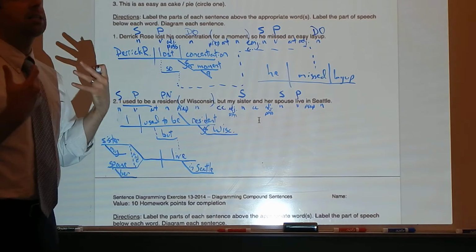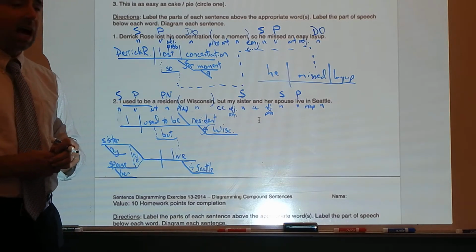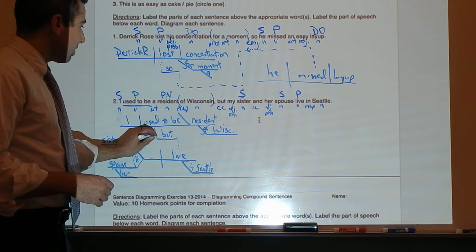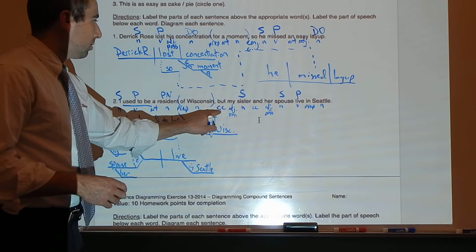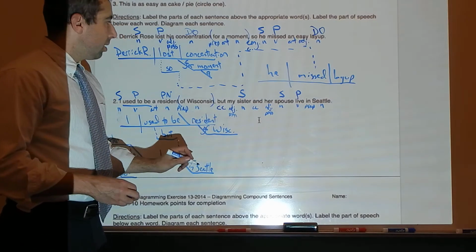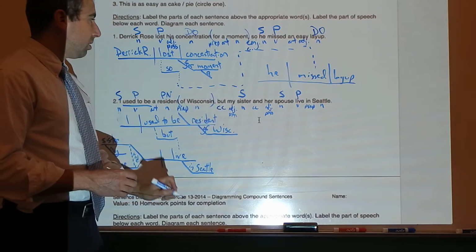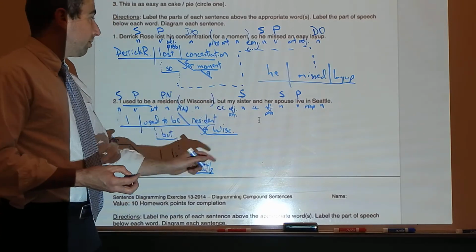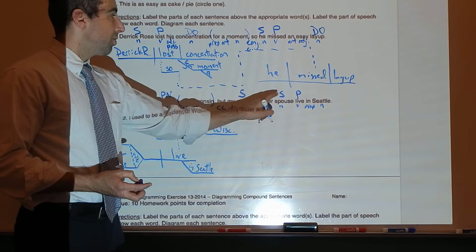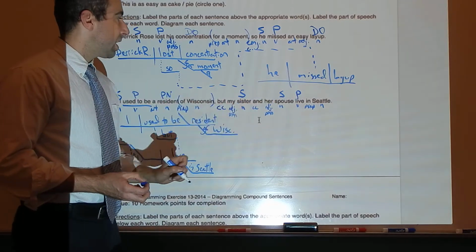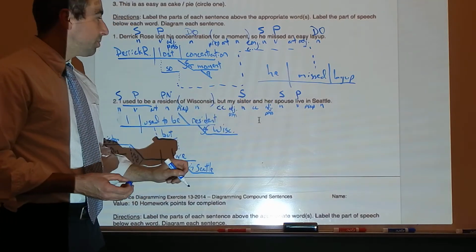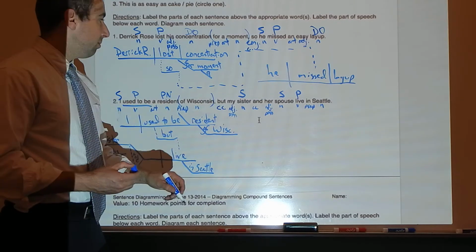Notice that it's a lot simpler when we just do one clause at a time. Okay, then we set ourselves up with a but, coordinating conjunction. In the second clause, but my sister and her spouse live in Seattle. There's a compound subject here. Sister and spouse are both the subject. Live is a predicate. There's no direct object or predicate adjective or predicate nominative.